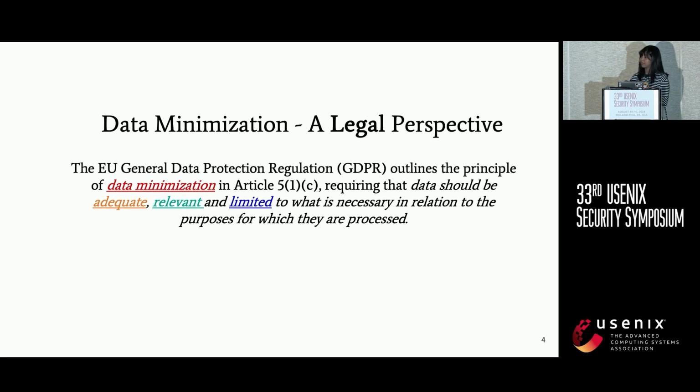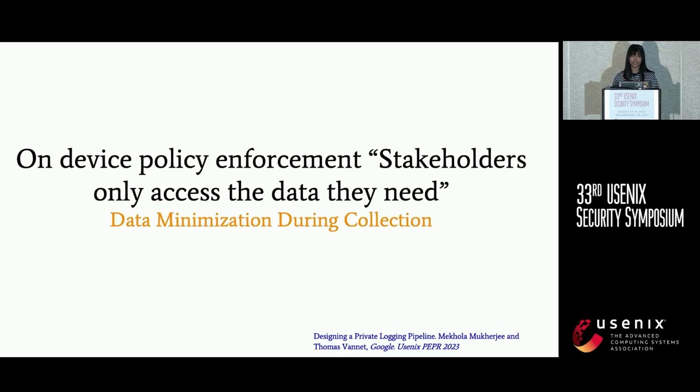There are some approaches to how data minimization is currently handled, one of which is work from Google presented in the USENIX paper I attended last year on designing private logging pipelines. They framed data minimization as defining its purpose within the context of the application, which is great. What they did is enforce policies on device, so unnecessary data is prevented from leaving the user's client applications. On the server side, various stakeholders only access the data they need. Now, defining the need is crucial here, which directly ties back to the two principles of data minimization: necessity and relevancy.